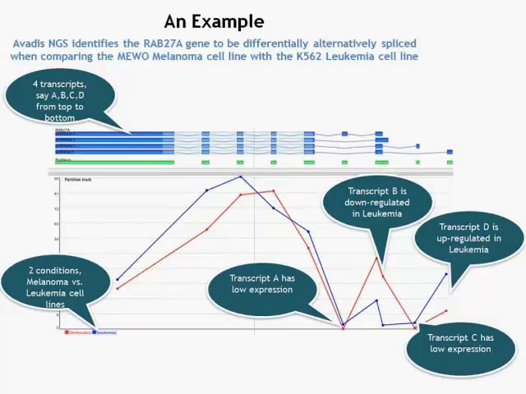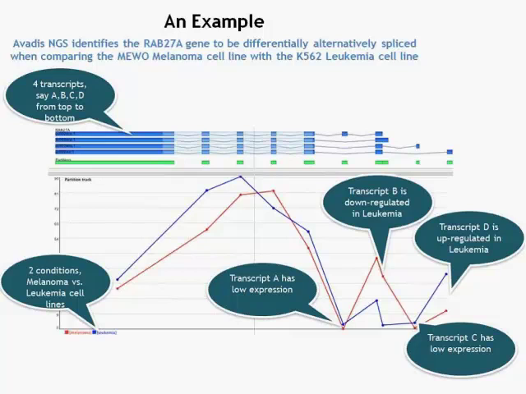It is identified as a differentially and alternatively spliced gene between the MEWO melanoma cell line and the K562, which is the leukemia cell line. There are 4 transcripts for this gene, as you can see above in the little blue bars that indicate the transcripts. As seen from the profile of the extended exon on the right-hand side, which is present only in transcript B, it is downregulated in leukemia compared to the melanoma samples. Consequently, transcript B will be downregulated in leukemia compared to melanoma samples.